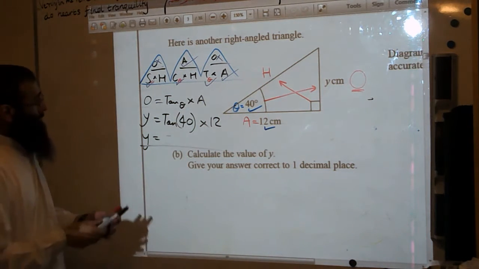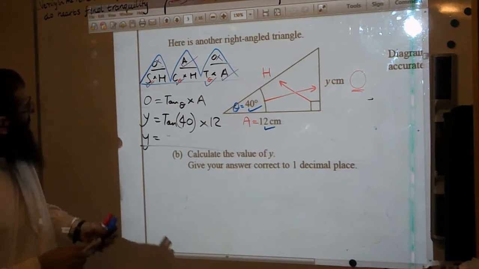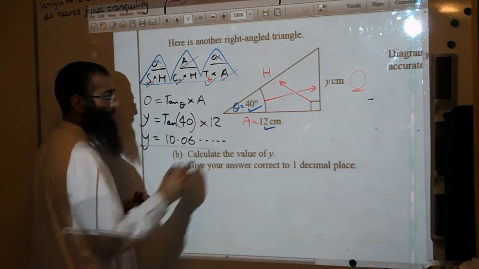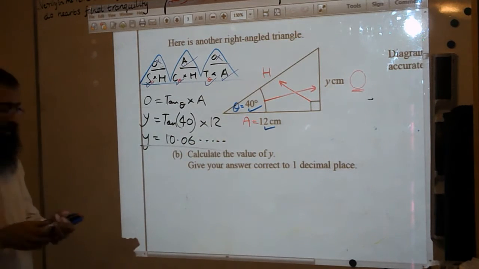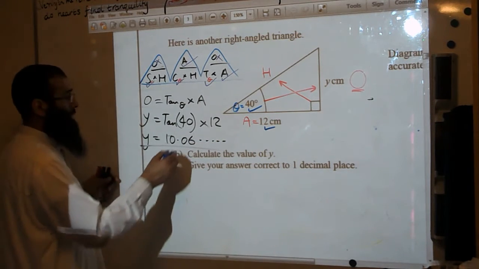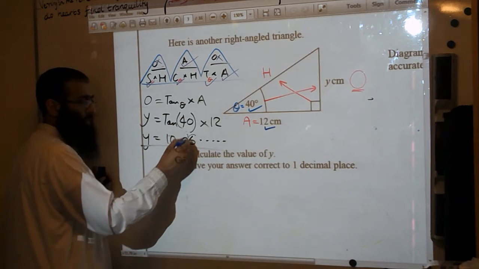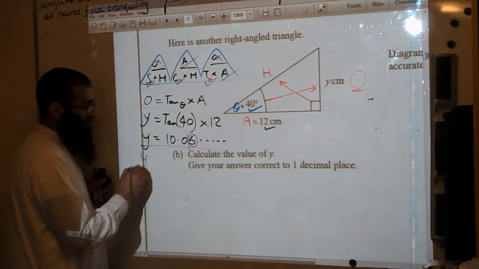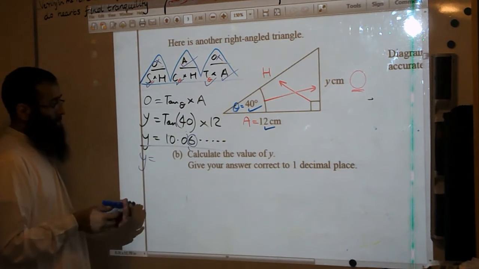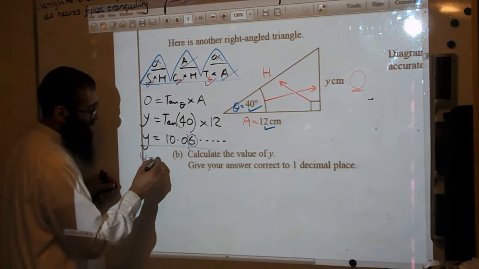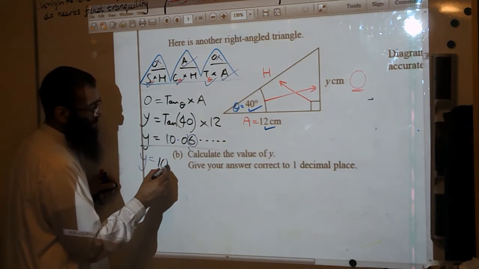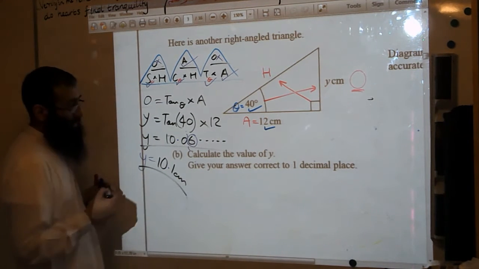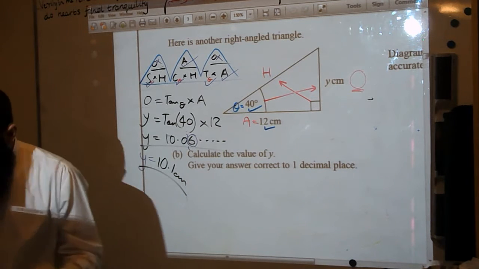Okay, before we start rounding up, let's write that down first. So we have 10.06, whatever that is. And each time we're going to do that to 1 decimal place. So we stop over here. We look at the 6. Because it's 5 or more, we add 1 to that part. So the final value of y is equal to 10.1. Because it is a length, it is 10.1 what? Centimeters. 10.1 centimeters.